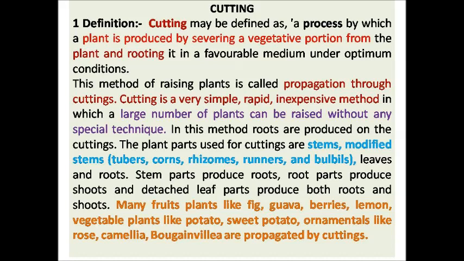The plant parts used for cuttings are stems, modified stems like tubers, corms, runners and bulbils, leaves and roots. Stem parts produce roots, root parts produce shoots, and detached leaf parts produce both roots and shoots. For example, vegetable plants like potato and sweet potato, and ornamentals like rose and camellia are propagated by cuttings.